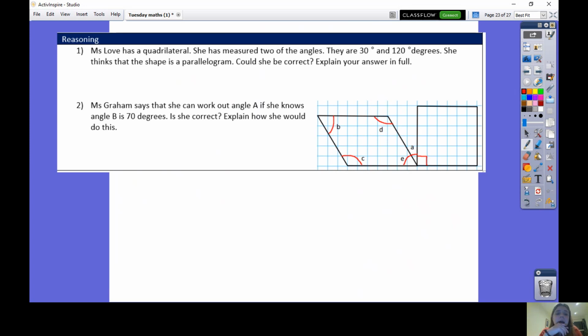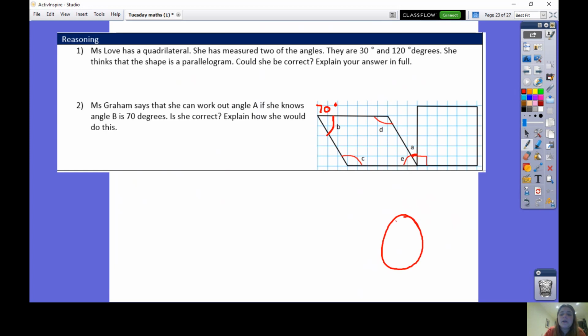Okay, question 2 says, Miss Graham says she can work out angle A, which is this one down here, this tiny one in there, if she knows that angle B, this one up here, is 70 degrees. If she knows that this angle all the way over here is 70 degrees, she can work out this angle here. Am I correct? Explain how I would do it. Can you find what angle A is? So just explain what information I would need to know and what I would need to do.